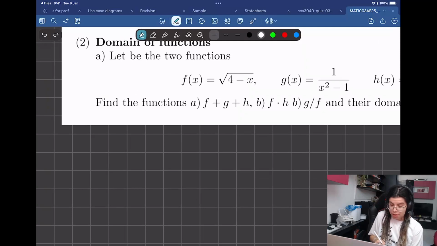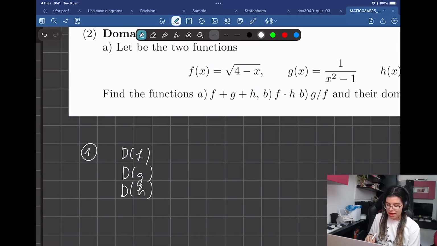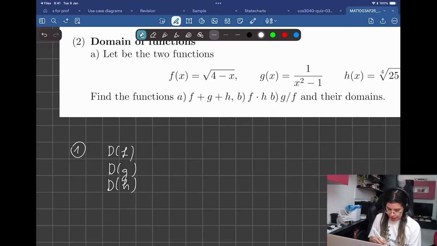Here's the general algorithm that I personally follow when solving these. The first step is to just find the domains of the separate functions, right? So I'm not going to get right into the summation or anything. I'm just going to find the domain of f, the domain of g, and the domain of h, or however many functions I have. And then I'm going to start working on the composite functions.